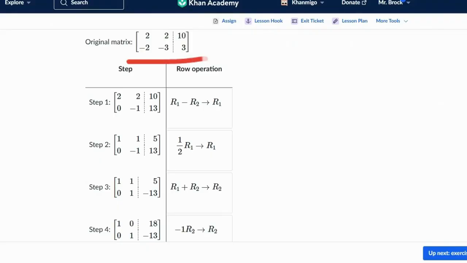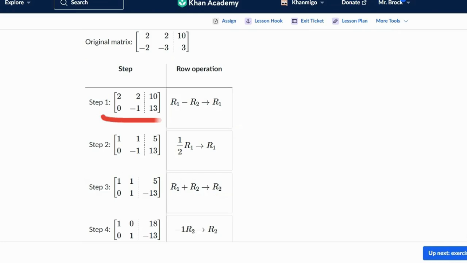And it went from this to this. How did that happen? Which one of these four things caused the original matrix to turn into this? Did we take the first row, subtract the second row, and make that the new first row? Did we take the first row and multiply it by 1/2? That's the new first row. Did we add the two rows together and make that the new second row, or did we take -1 times the second row and make that the new second row?